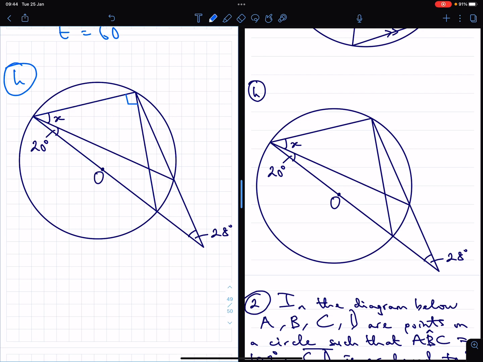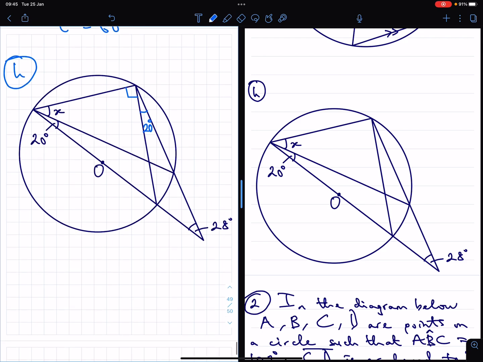If I know the angle to be 90 degrees, I know that if this is 20, this is also 20 degrees. Angles in the same segment, that's also 20 degrees. I'm going to squeeze that in there. This is also 20 degrees. Now how do I find X?